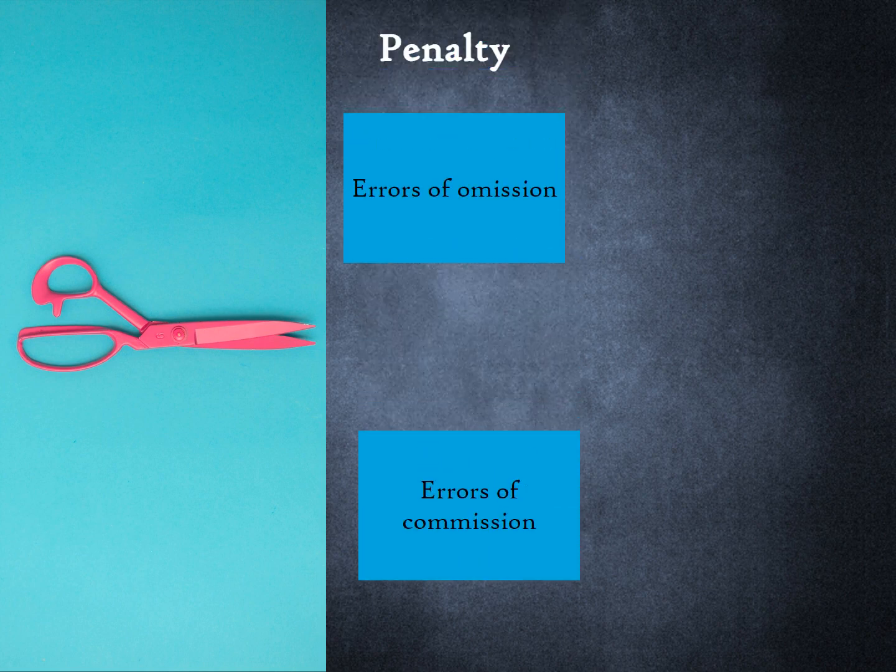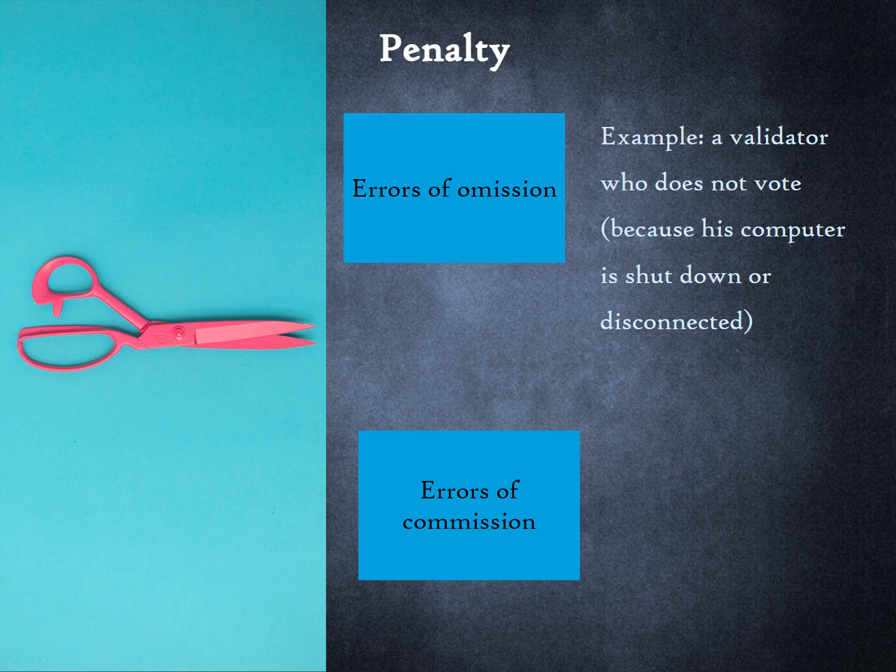In the first scenario, a validator is not performing their duties. An example of such a situation would be a validator who does not vote. This could occur because the validator's computer is shut off or disconnected from the internet. For such infractions, instead of being rewarded, Ether is deducted from their staked balance.